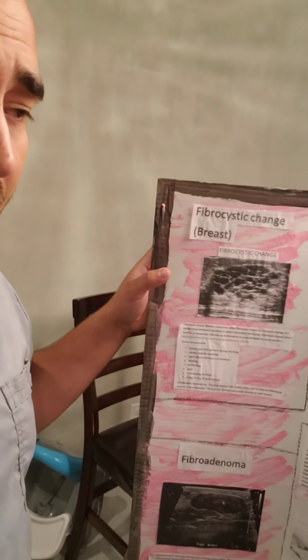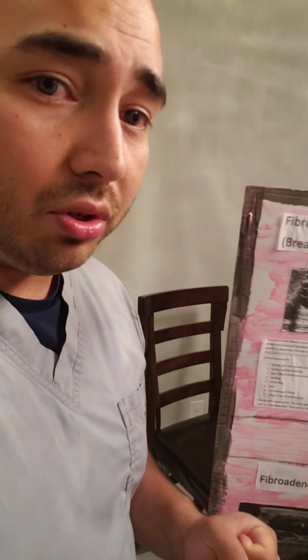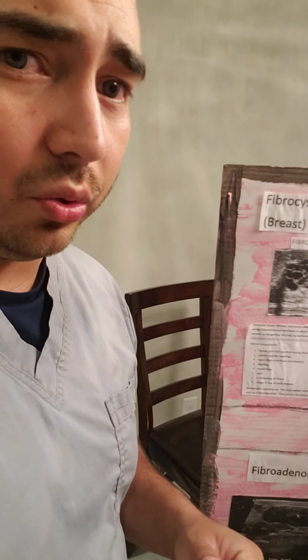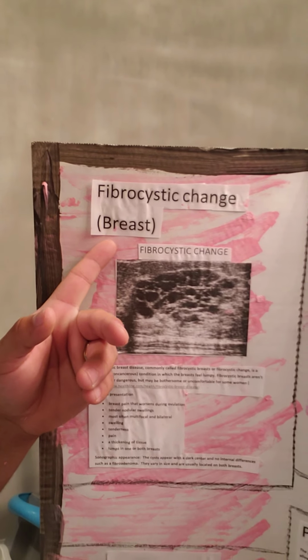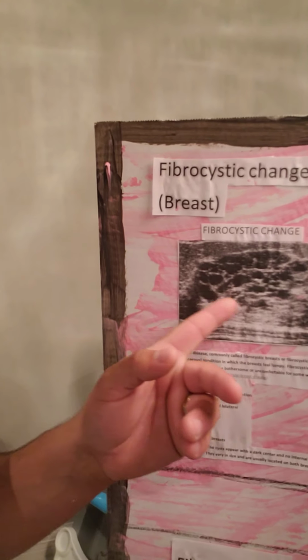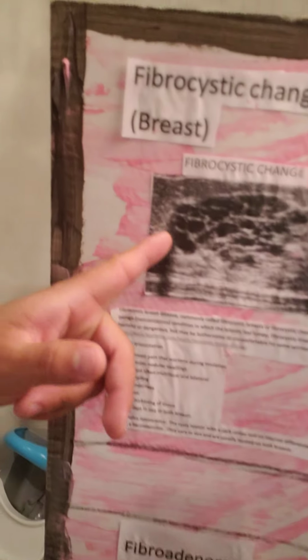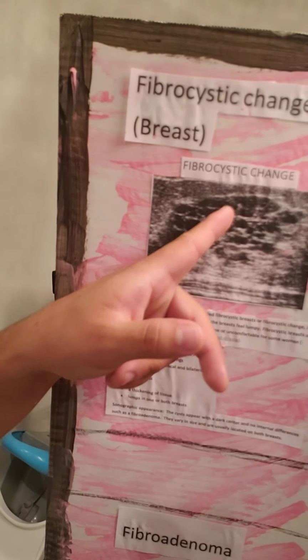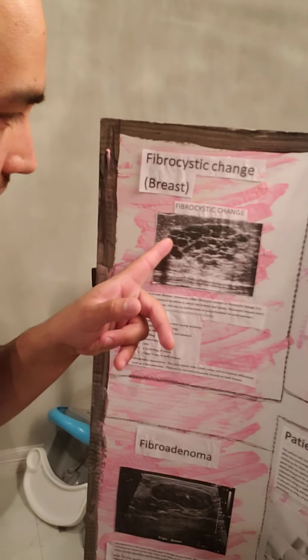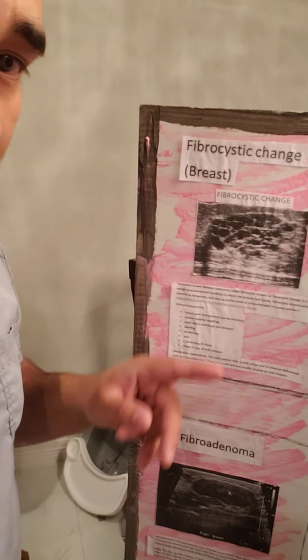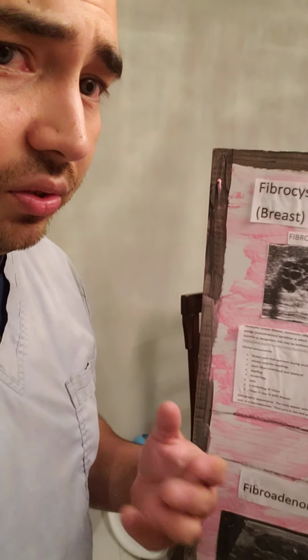Okay, and then we're going to talk about pathologies, which are not dangerous pathologies. These are pathologies that are normally found, and they are not malignant, meaning that they don't spread. So we have the fibrocystic change of the breast. This is an image of it here. As you can see, all these little black circles are located in the mammary layer.